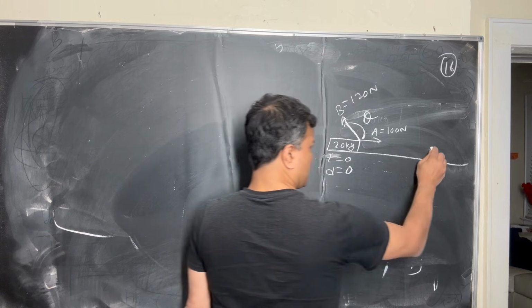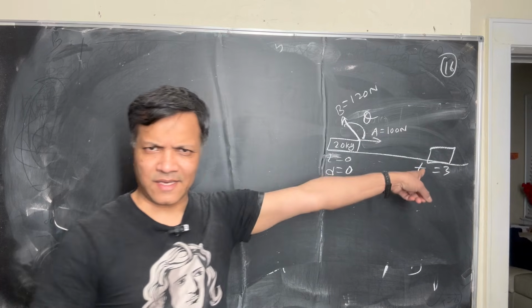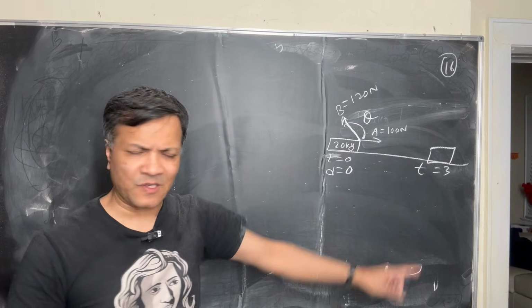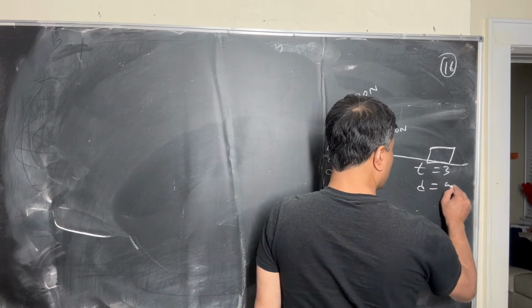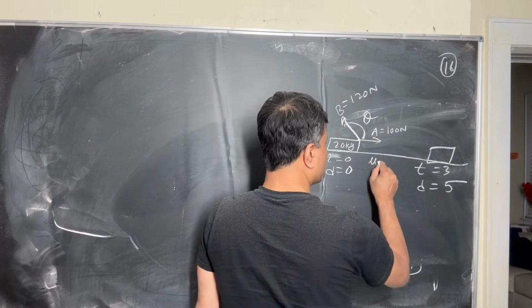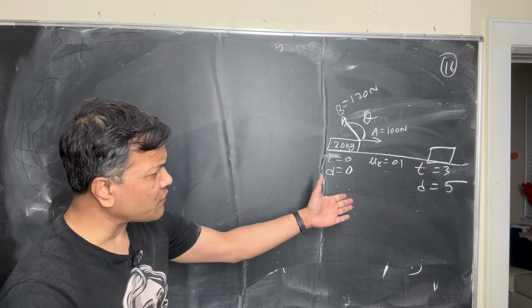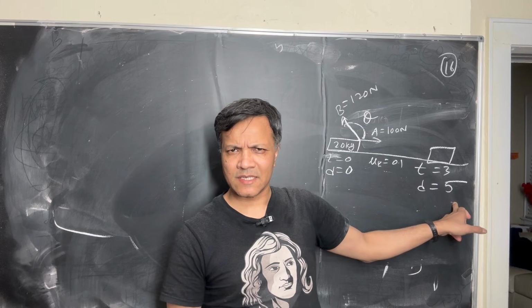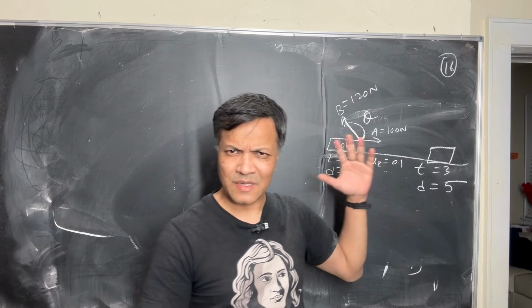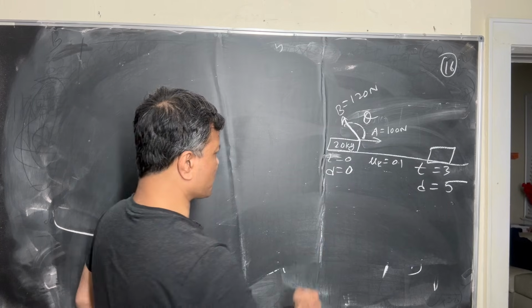Now, the box at t is equal to 3 seconds over there, that means d is not going to be 0. In fact, d happens to be 5. The mu k is 0.1, right? I want you to find what angle made this 5 meters possible. It's seemingly a very easy problem. It is actually easy. All right, so it's step 1.